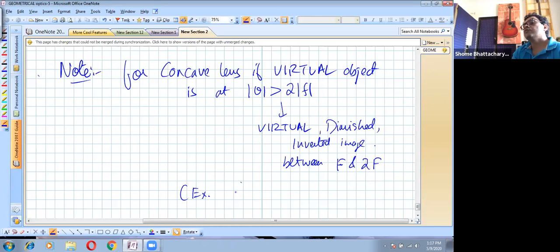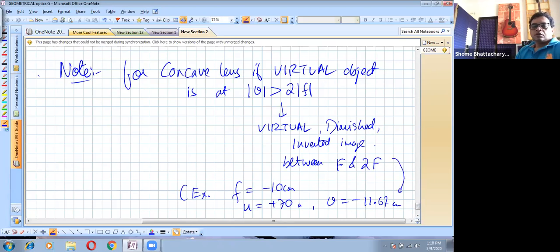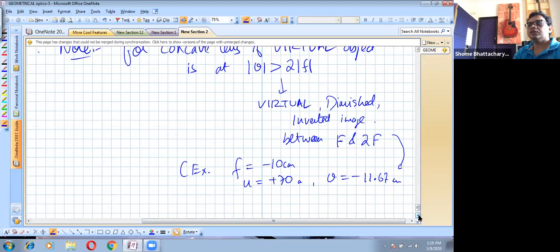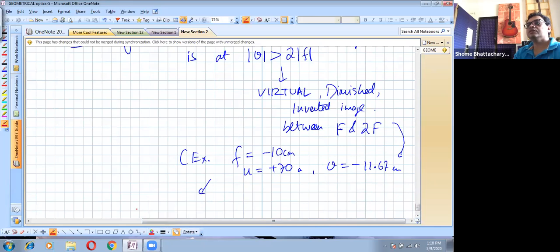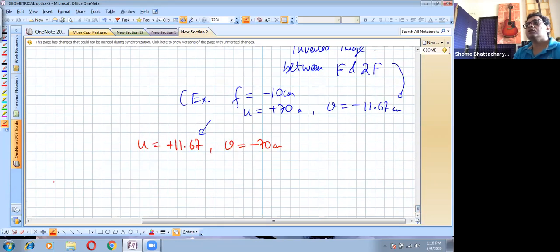So the example we saw over here, the focal length with proper sign was minus 10 centimeters. The U was plus 70, and we got the V as minus 11.67. So this is the example of this one. You can get a virtual object giving you a virtual diminished image, which will be inverted. Now, interestingly, if you apply reversibility here, you can also get virtual with magnified and the image distance becoming more. If you just invert this data, take your object distance as minus 11.67, then your image distance will come out to be minus 70. You can just try out that as a calculation, or you can take a fresh example.